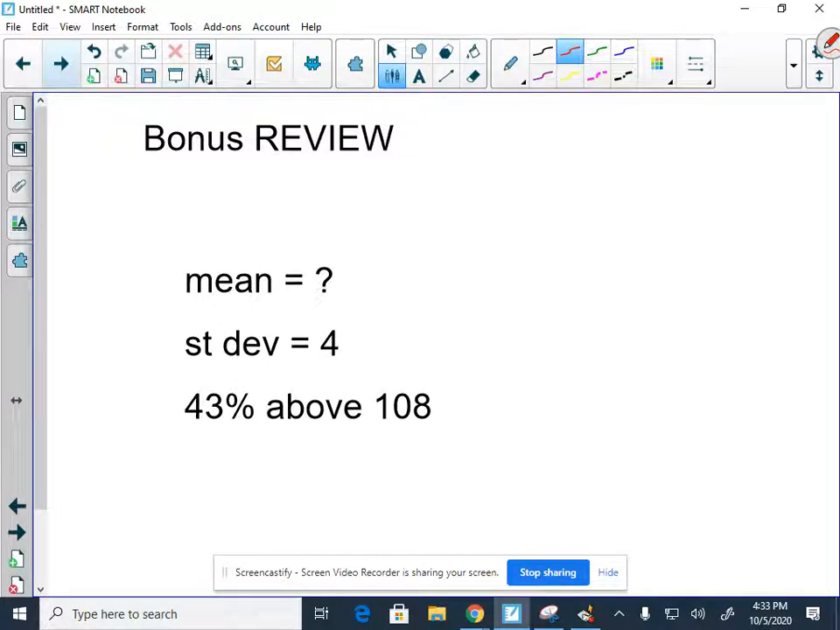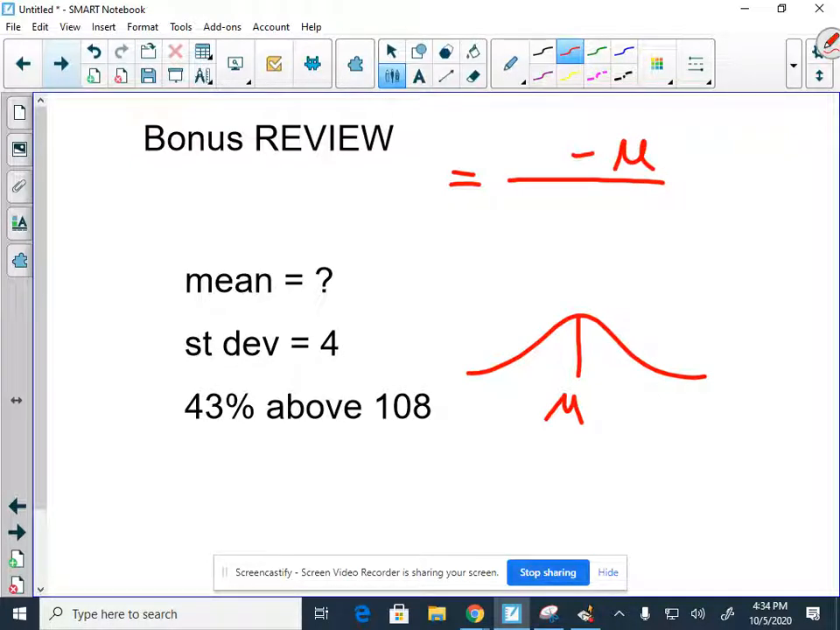Okay, quick bonus review. These aren't on the review, so you may want to grab a sheet of paper and do this. I don't care if they end up getting submitted with your homework. That doesn't matter. But here, the mean is unknown. So we're looking for the mean. What is the mean? I don't know, so I'm going to leave it as mu. The standard deviation is 4, so that goes in here. 43% is above 108. I kind of know where my mean is. My mean is somewhere below 108.